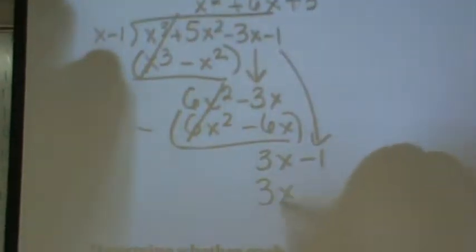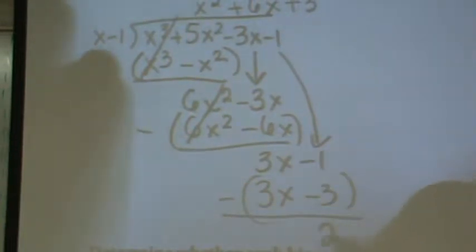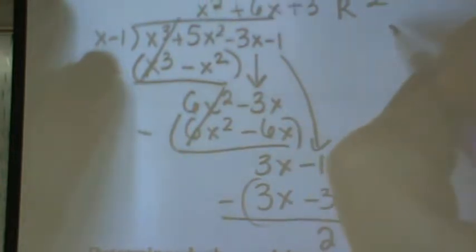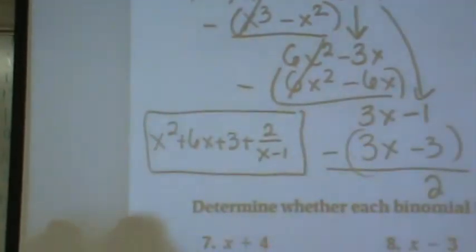And now, if we multiply 3 times these two, you get 3x minus 3. So when you subtract, you should get 2 as your remainder. So the remainder is 2. Now how would you write this answer? It would look like this. x squared plus 6x plus 3 plus a remainder of 2 over x minus 1. That's how you write the answer.